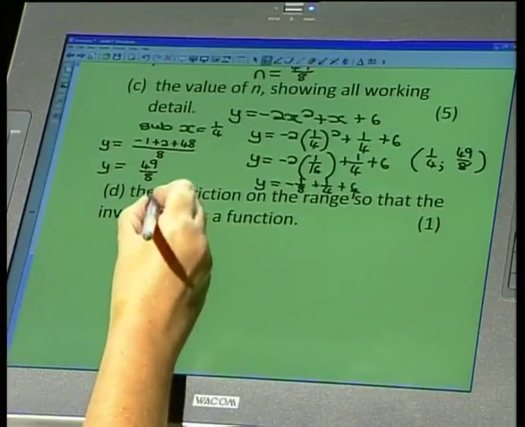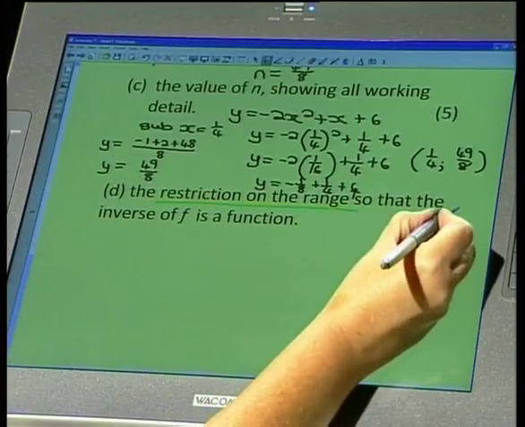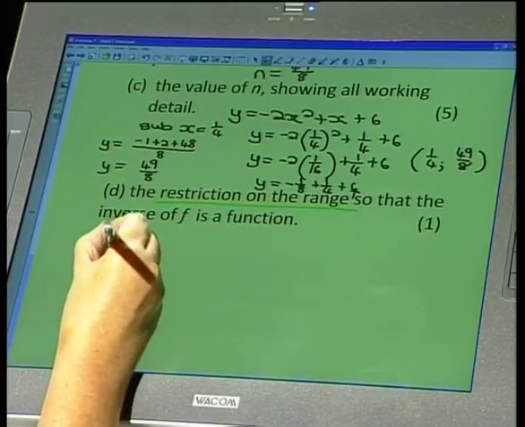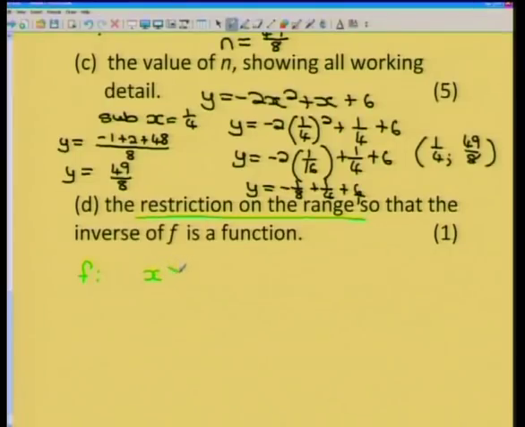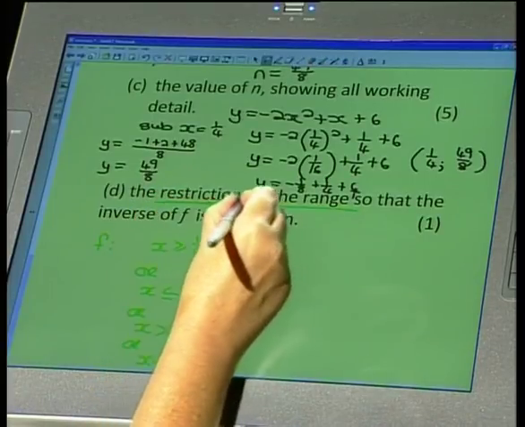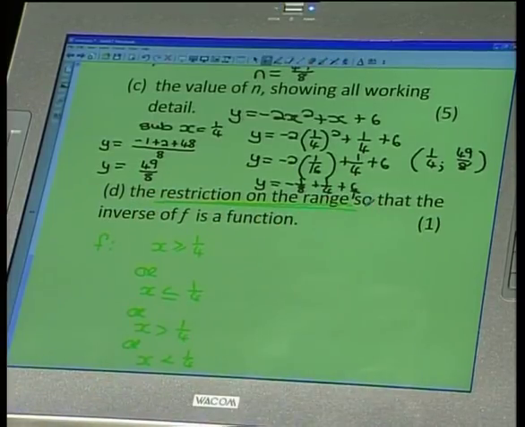So going back to the question, it says the restriction on the range so that the inverse of f is a function. Now on f, the restriction would be either x greater than or equal to a quarter or x smaller than or equal to a quarter. And you could have even gone with x greater than a quarter or x smaller than a quarter. Now, the range of the inverse is actually the domain of the original.